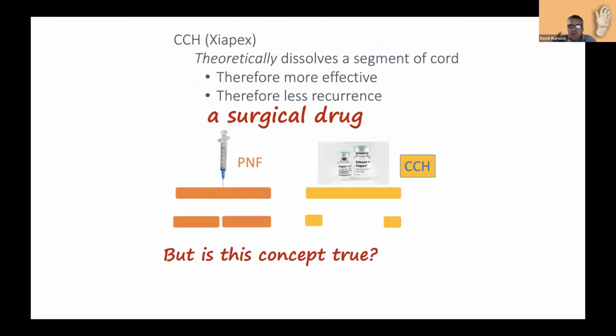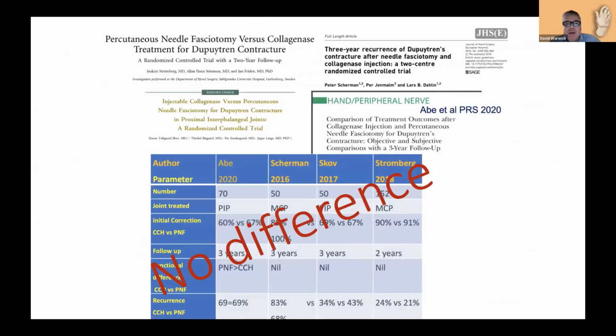It cuts the whole thing out and it gets rid of the collagen, and then your body dissolves the collagen. Well, is that actually true? We thought it was true until 4 separate papers came out comparing needle fasciotomy with collagenase, and all 4 of them showed exactly the same thing, that the initial correction and the rate of recurrence were the same with either a needle or with the drug.